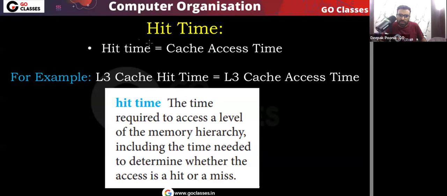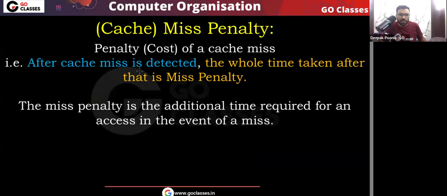And remember, cache memory hit time is equal to cache memory access time. So L2 cache hit time will be equal to L2 cache access time. L3 cache hit time will be equal to L3 cache access time. Very simple. In the previous lecture, we have seen the definition of miss penalty. The name itself is telling you miss penalty.